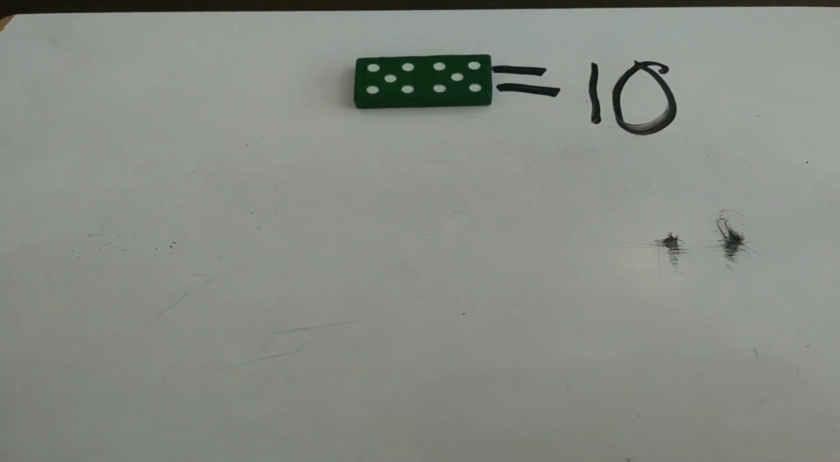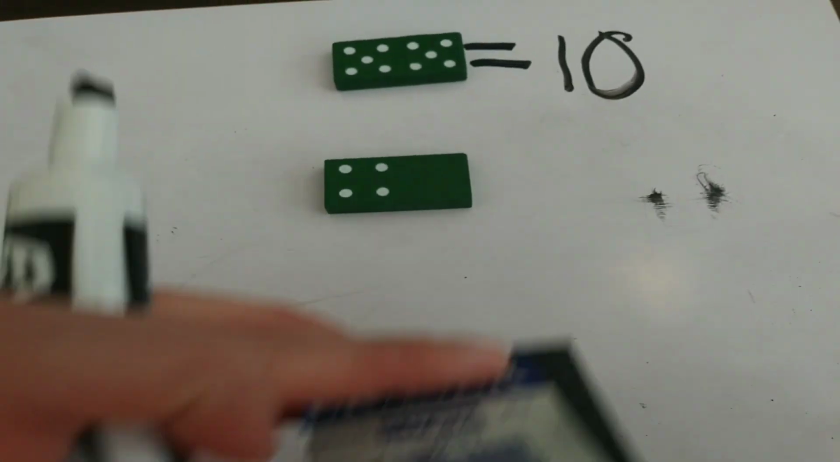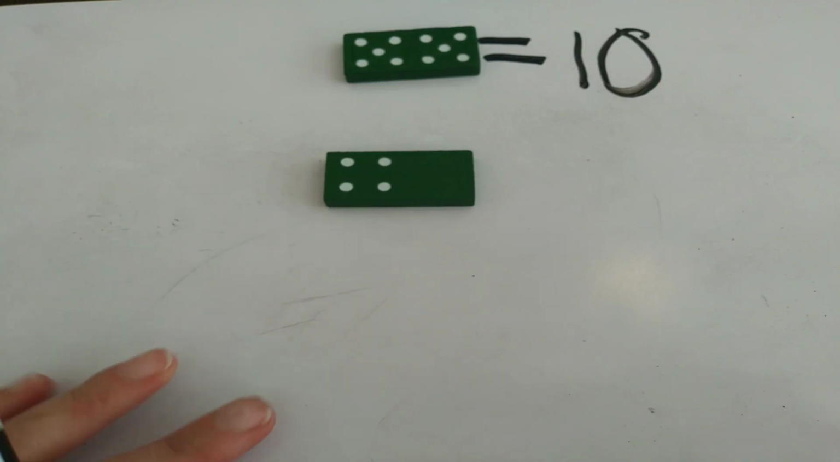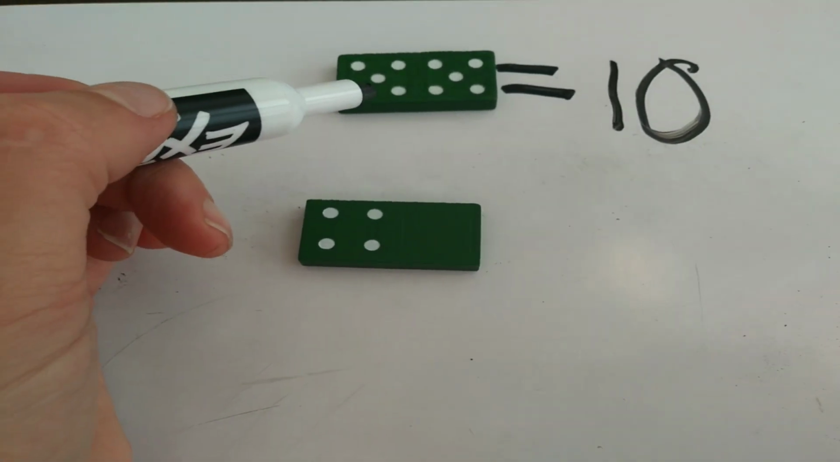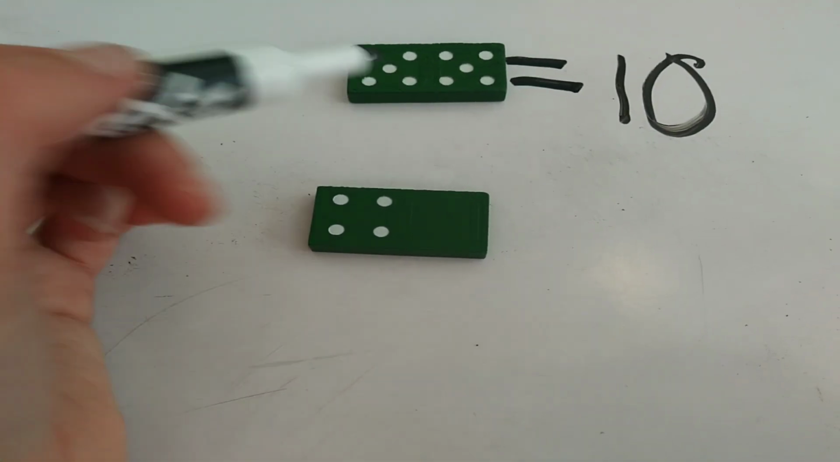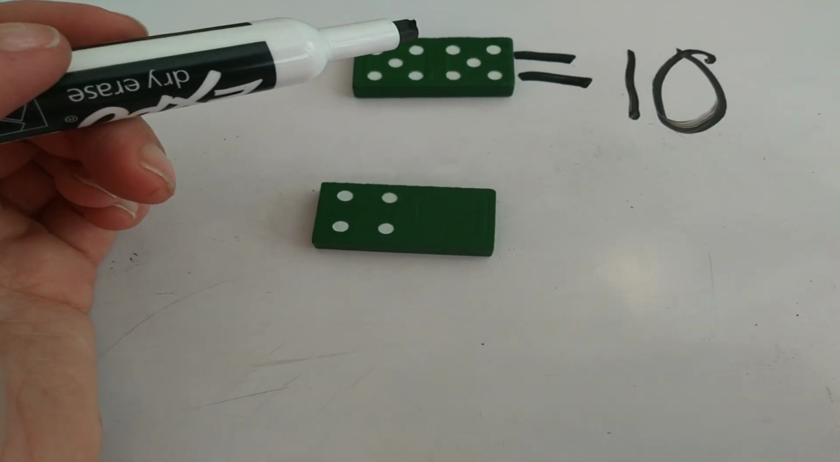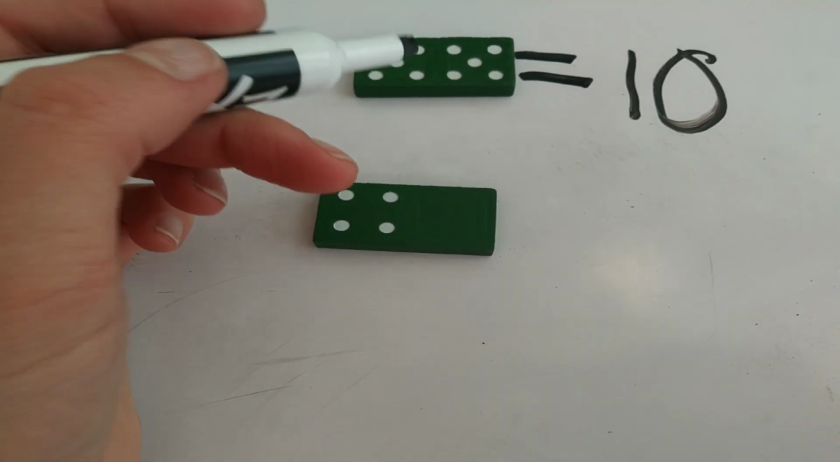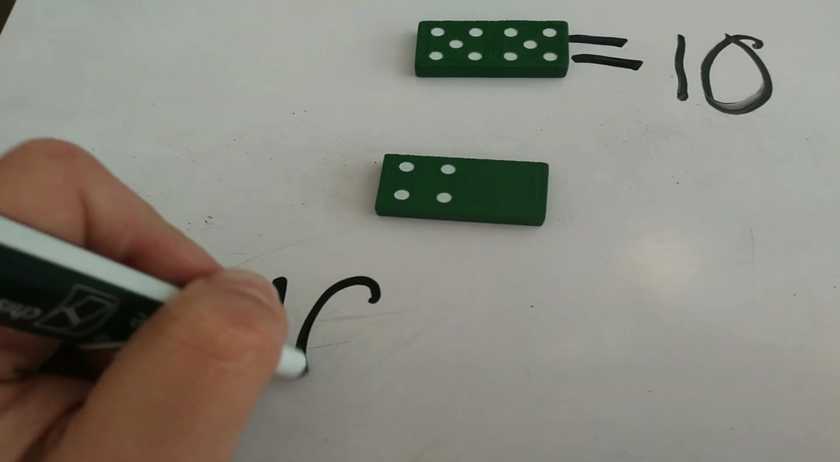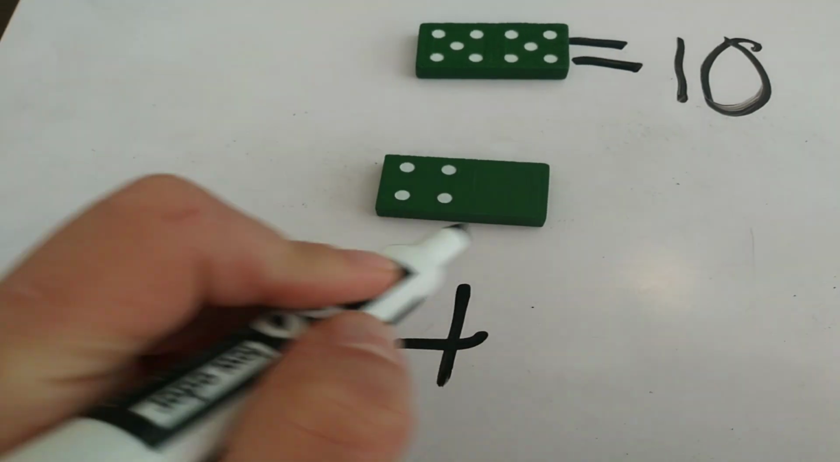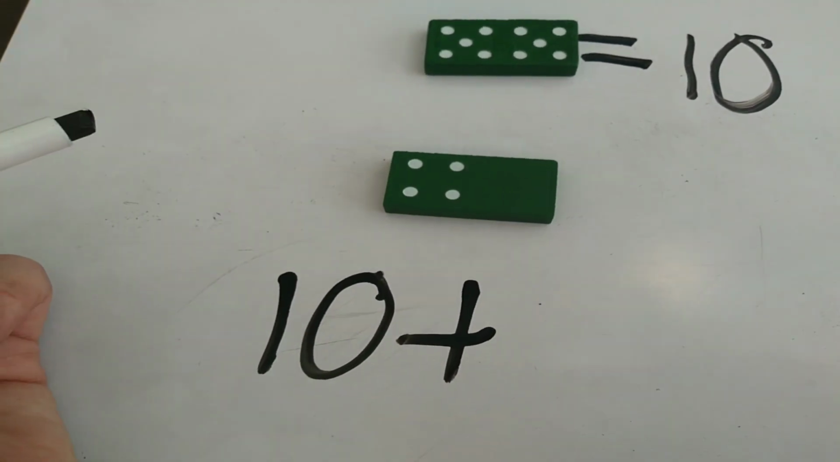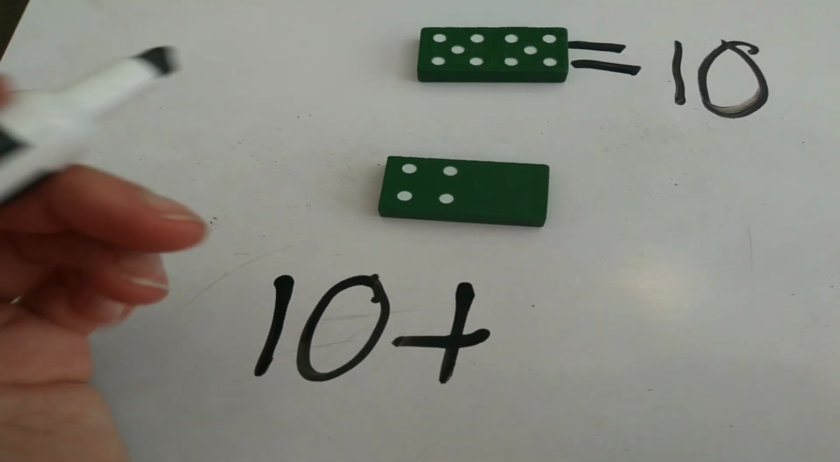Okay, let's try another domino. Let's try this one. Oops, there's a little smudge on there. Okay. How many dots do we have on this domino again? You got it right. That's 10. Very good. 10 plus how many dots are on this domino? Did you count all the dots?